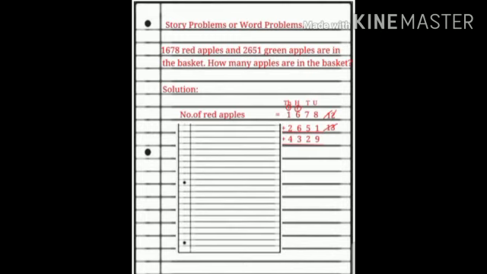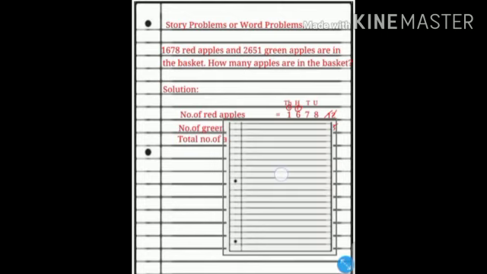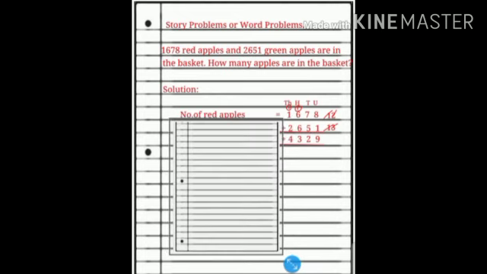Number of red apples equals, what is the quantity of the red apples? 1678. The place value is very important and the presentation is also important. So present it properly, write it properly. 1, and then leave some space. 6, leave some space. 7. So for each and every place, leave a little bit of space and write properly. And then what is the next information? Go to the question and read it.